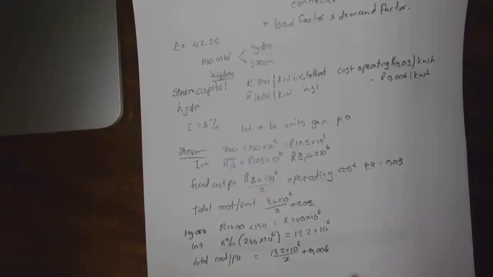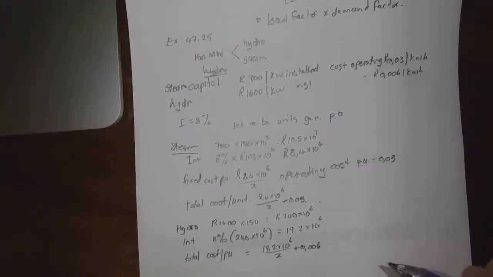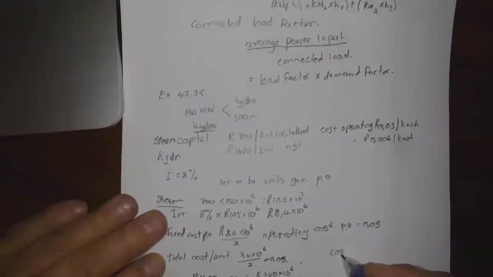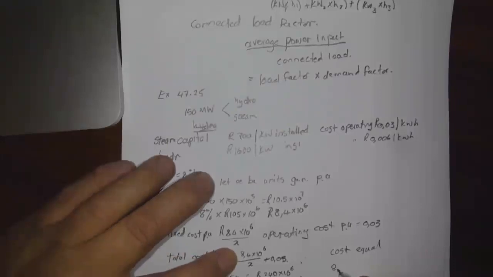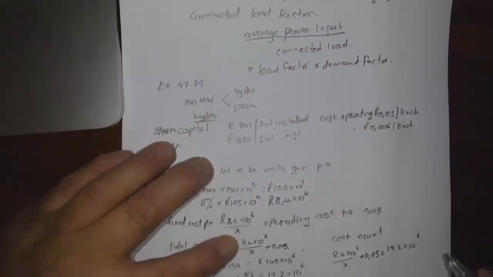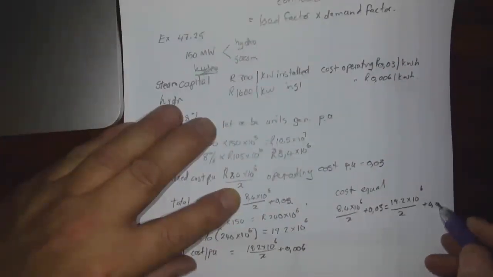Now, the two costs will be equal when these two are equal. So cost equal, then we say 8.4 times 10 to the power of 6 divided by x plus 0.03 is equal to 19.2 times 10 to the power of 6 divided by x plus 0.006.